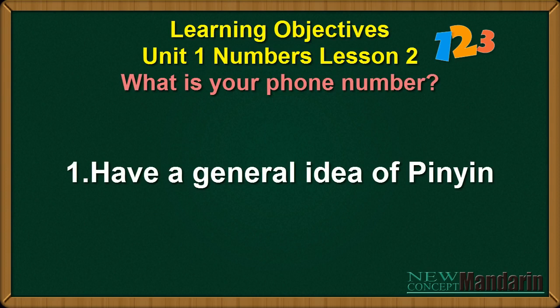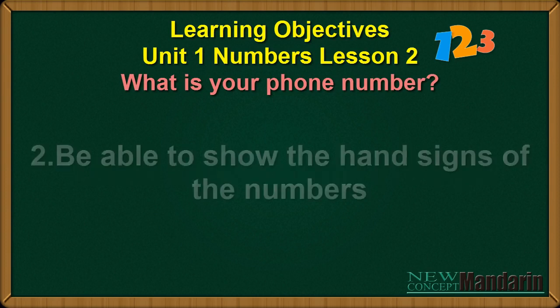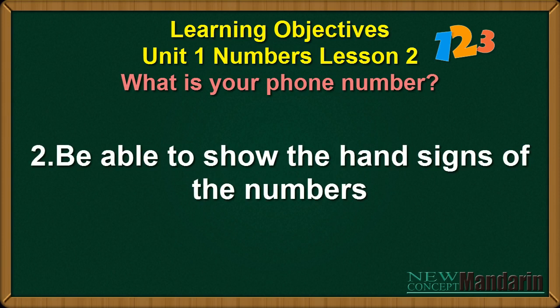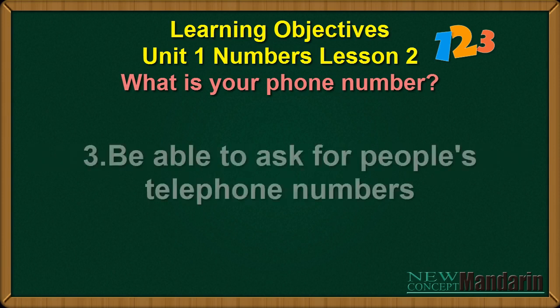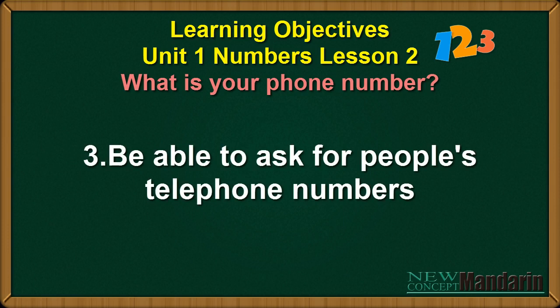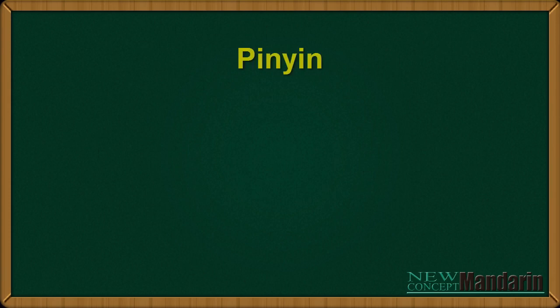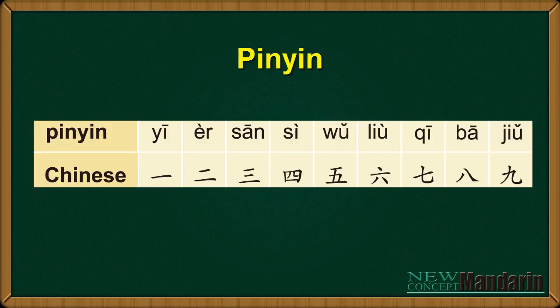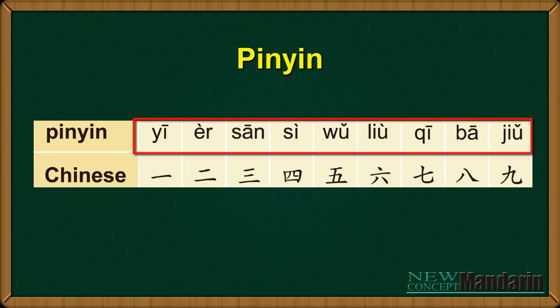First, I will give you a brief introduction to the pinyin. Then, we will learn the hand signs of the numbers. And at last, let's learn how to ask for people's telephone numbers. Now, let's talk about what a pinyin is. Please have a look at the Chinese numbers again. These signs above the Chinese characters are called pinyin, which is the romanization of the Chinese characters. As you can see, the writing of pinyin is similar to the English alphabet.